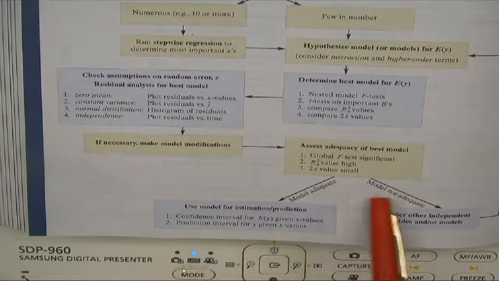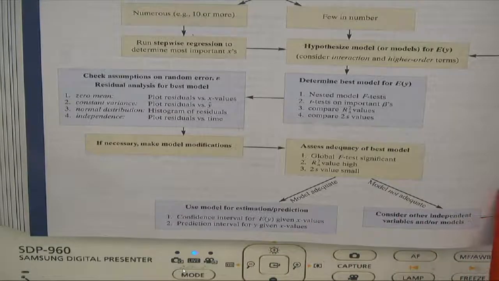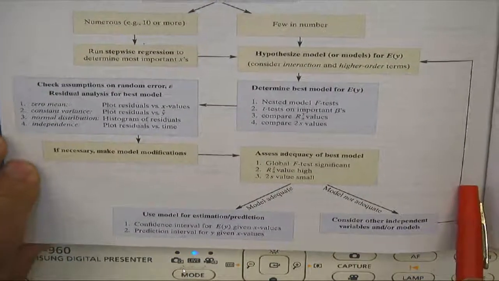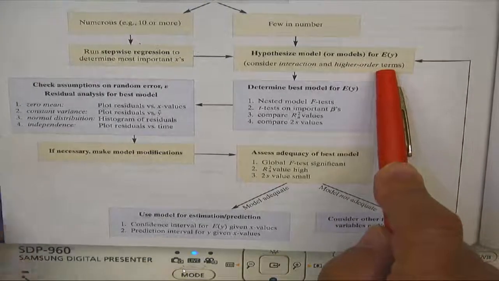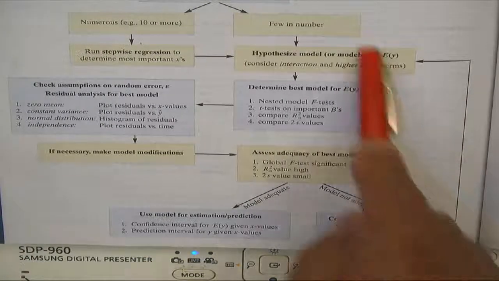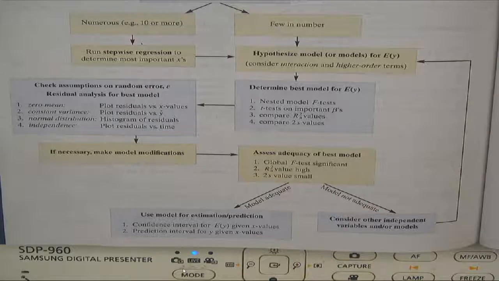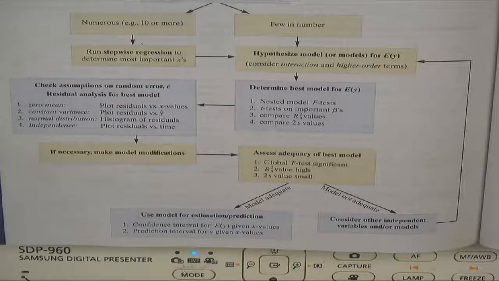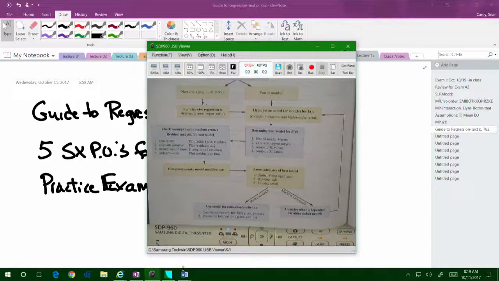And if you're not satisfied, notice the arrow says go back and re-hypothesize, look at a new model. So that's the overall big picture view of a regression analysis. Of course, the details are important, and that's what we're practicing now. All right, so that's that. I wanted to show you that.